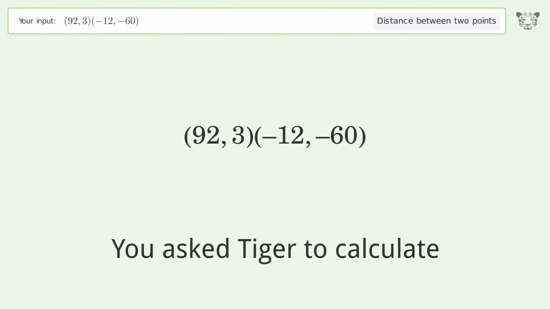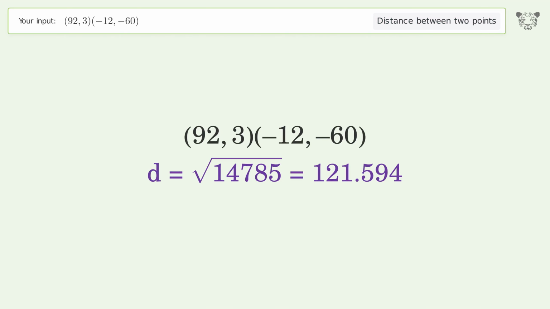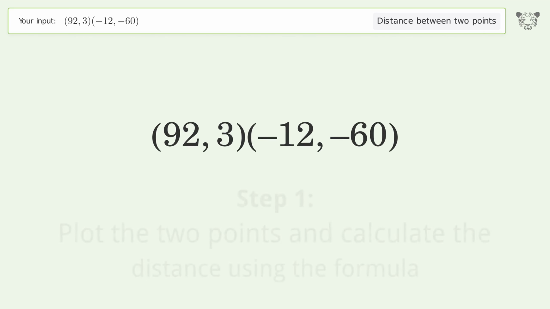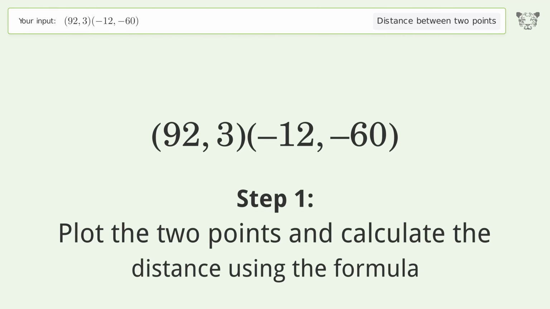You ask Tiger to calculate. This deals with the distance between 2 points. The distance between the 2 points is the square root of 14,785 or 121.594. Let's solve it step by step. Plot the 2 points and calculate the distance using the formula.